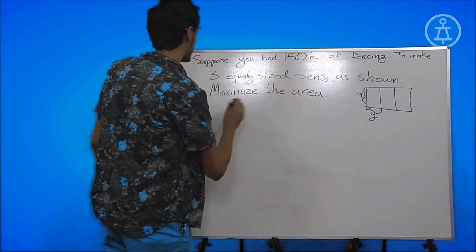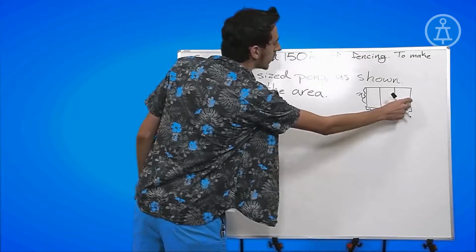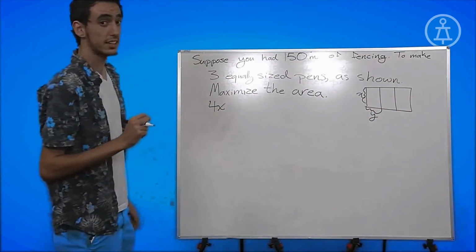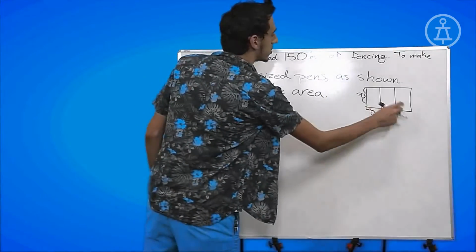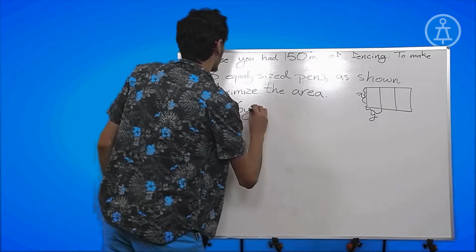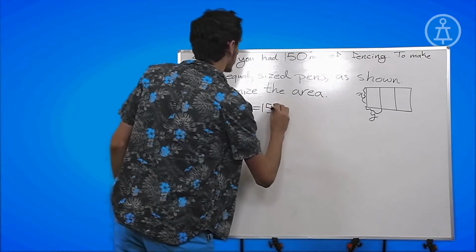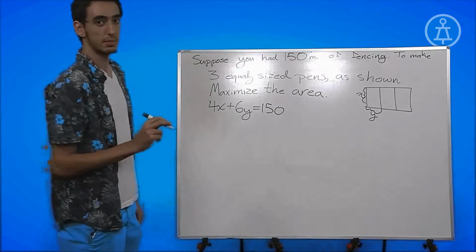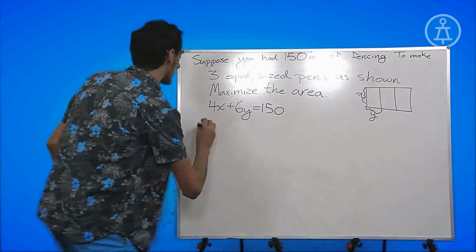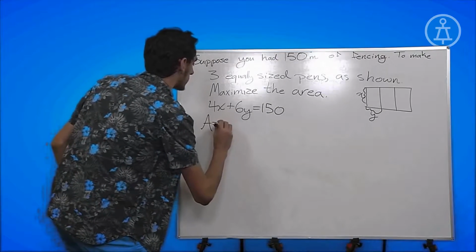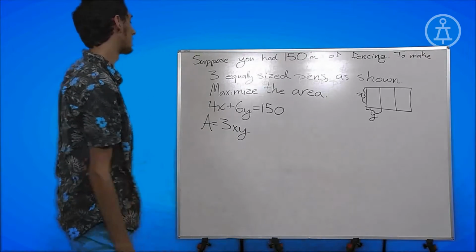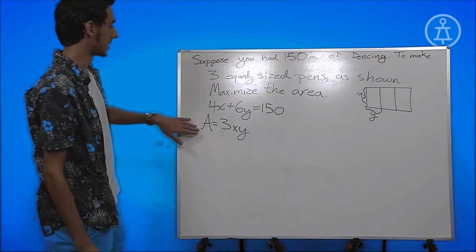So I know that I'm going to have 1, 2, 3, 4 x's, 4 fences of length x, and then I'm going to have 1, 2, 3, 4, 5, 6 of length y. And I want that to equal 150. Now the area might be a little tricky here. We're going to do x times 3y. So our area is going to equal 3xy, because I just took the 3 from the y and brought it forward. Okay, so we're trying to maximize the area.